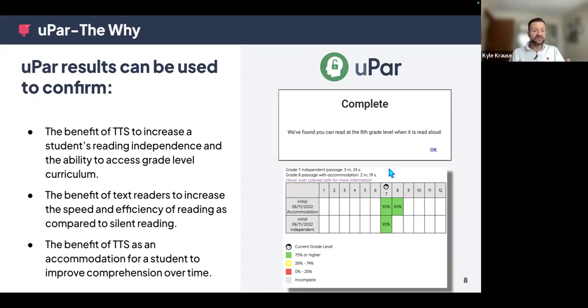independently. And then finally, uPar can be used to confirm the benefit of text-to-speech as an accommodation for a student to help them improve comprehension over time. And that's a little bit about what we'll talk about later on with those rechecks, where we're not just doing that initial assessment where we get that data, but we can then do some of those quick rechecks to actually check to see if that text-to-speech reader is making progress in getting that student closer to grade level material over time. So really thinking just beyond that initial data sample and being able to recheck throughout the school year.